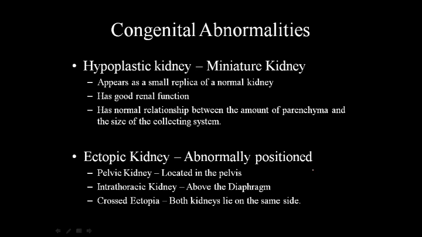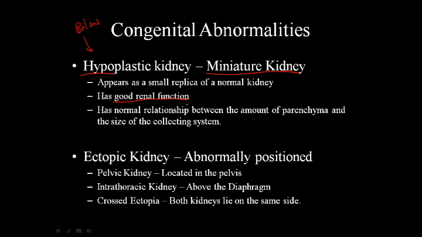Another abnormality is a hypoplastic kidney. Hypo means below, and so if we take that root word, we see that it's below normal or below in size, and it's called a miniature kidney. It appears as a small replica of a normal kidney, so it looks like it has all the structures, everything of a normal kidney, and it even has good renal function. So it still functions like a normal kidney.